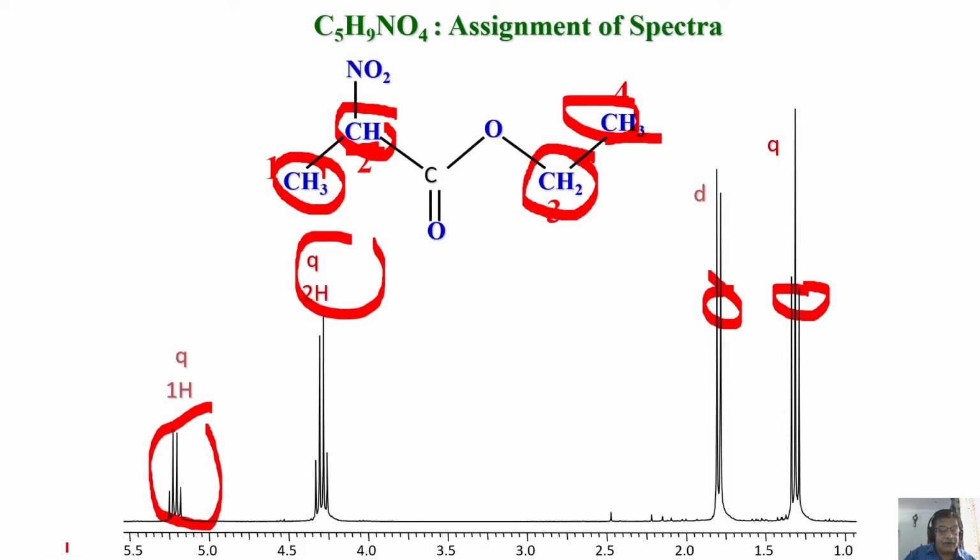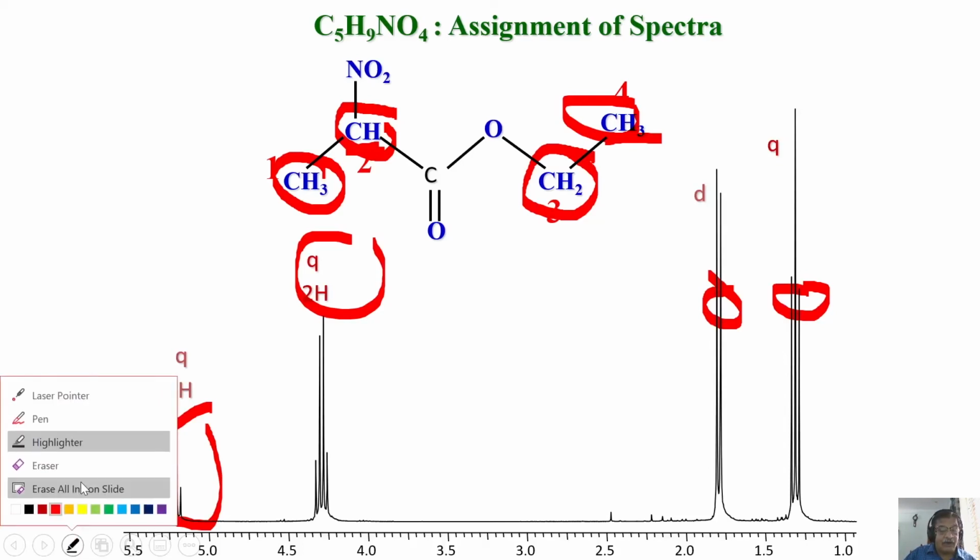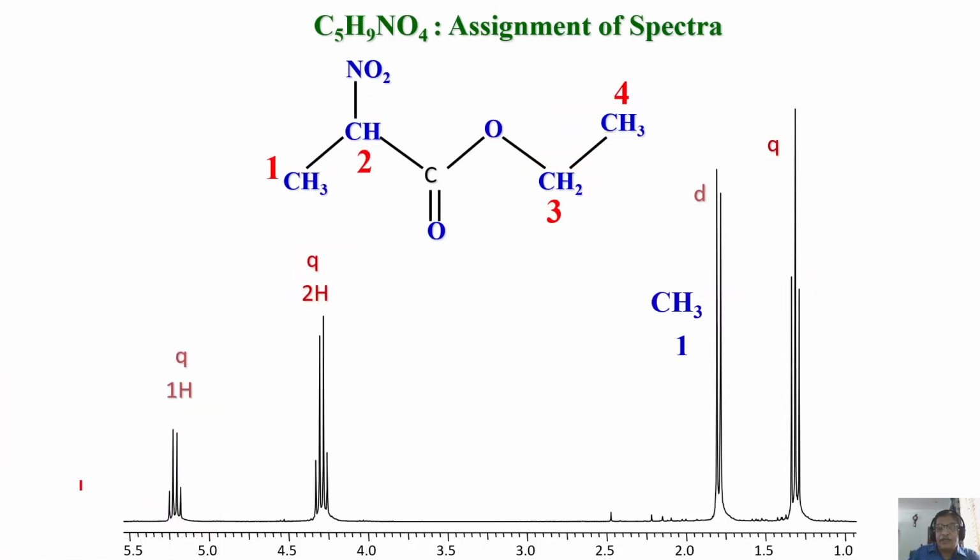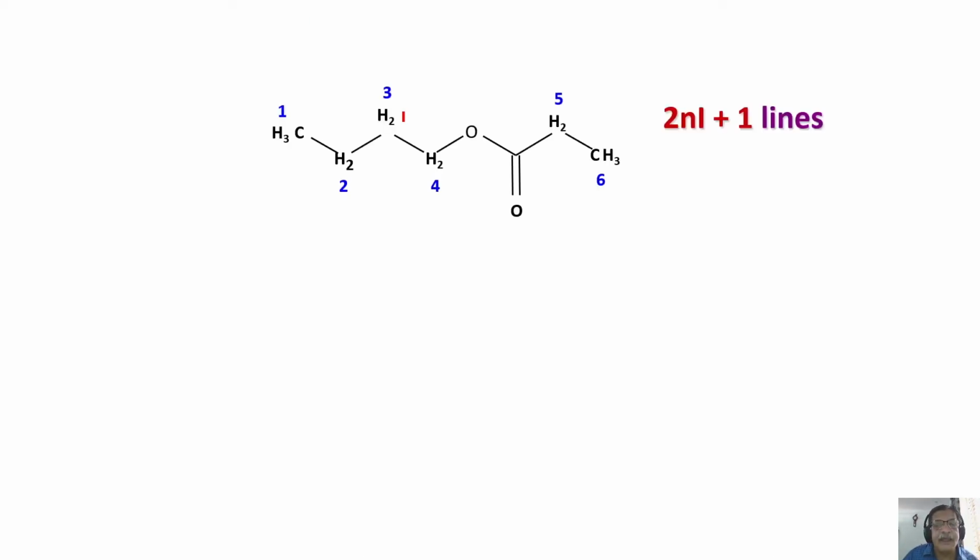Now, more or less, we have assigned all the peaks in this molecule. This is CH3, this is CH, this is CH2, and this is CH3. This is a fairly simple molecule. In this case, I gave an example because both are quartets. You have to take into account the intensity pattern to identify whether this quartet is belonging to this or this. That is the only difference here. The rest of the analysis is simple. We get the coupling pattern, we can do that.